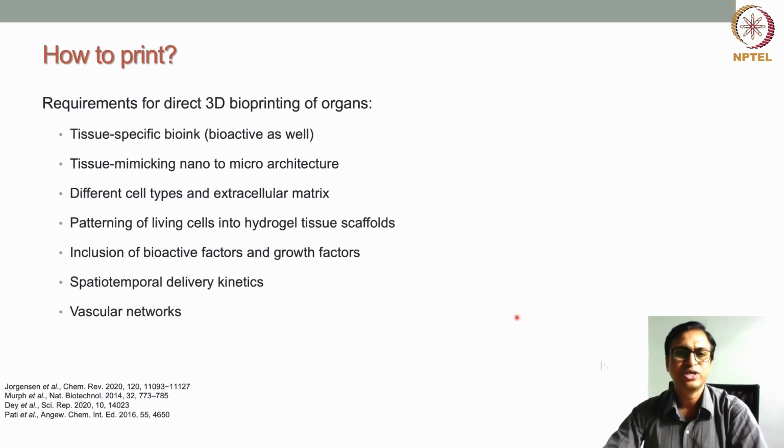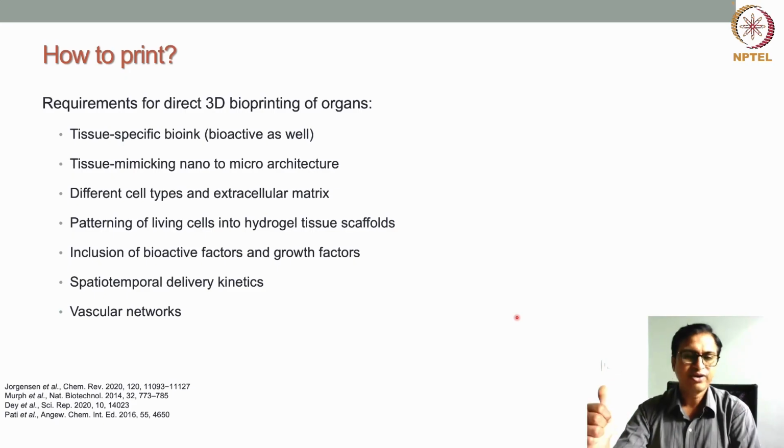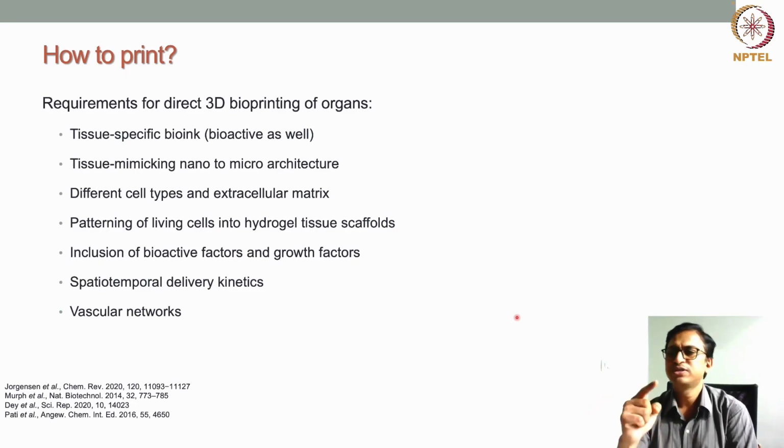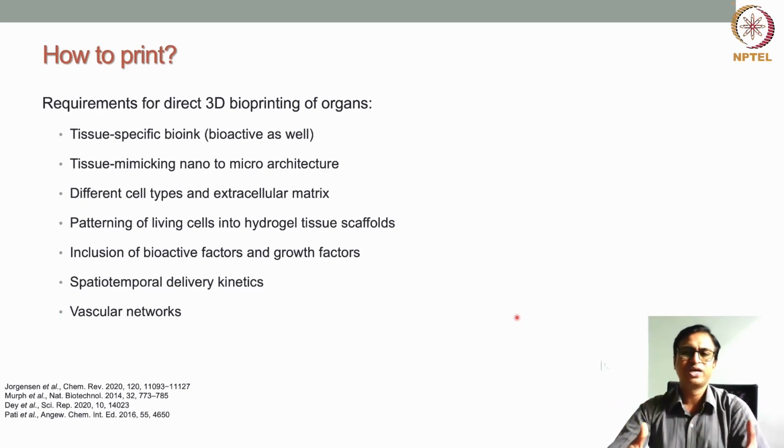Other than this, there are certain requirements for 3D bioprinting organs, like we need tissue specific bioinks, and that should be bioactive as well, so that it supports that particular tissue specific cell growth. Suppose when you're working with liver, I need to develop a bioink that is specific for this liver tissue development. So the liver cells, like hepatocytes, grow very well within this. They grow well, they do their functions, all these things will be very good.